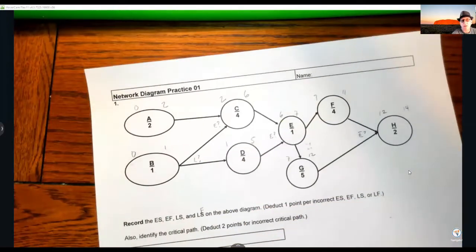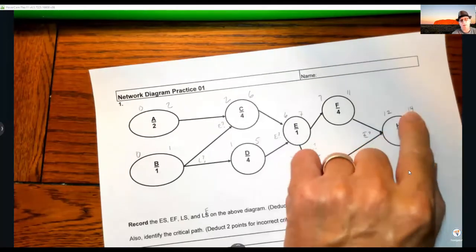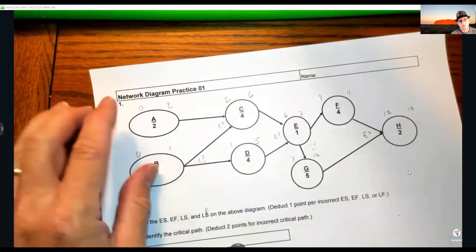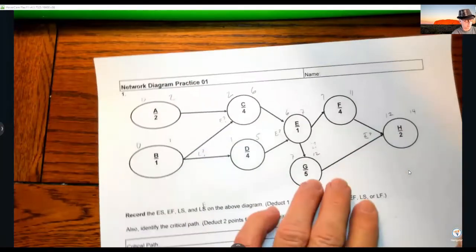How long does it take me to do this? It takes me 14 days. That number right there, that's how long it takes me to do the process, to get some parts out the door from when I start, assuming I start them both at the same time.